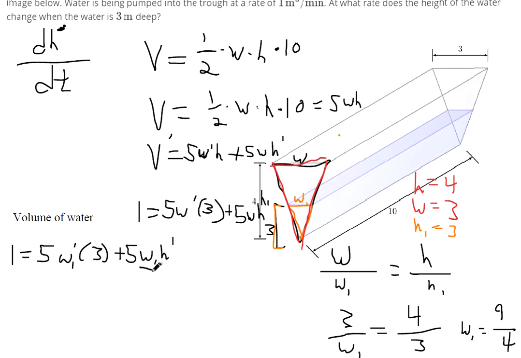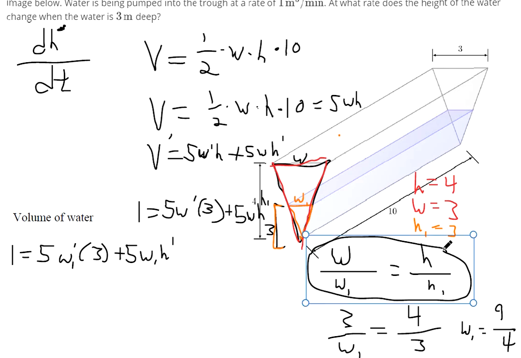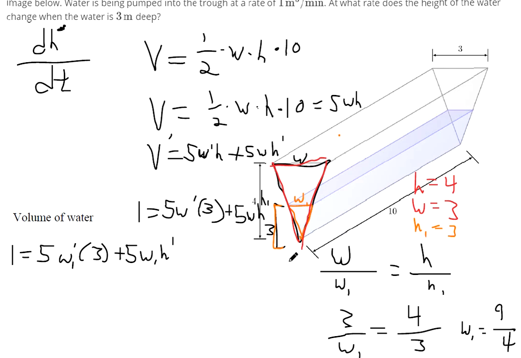So we have W sub 1 now. We know what the width is when the height of the water is 3, but we need to know the rate of change of the water for this triangle. And we can actually get that from this equation here that we just created, right? We want to just differentiate both sides. The width of the entire thing and the height of the entire thing aren't changing. Those are constantly going to be 3 for the width, and the height is 4.